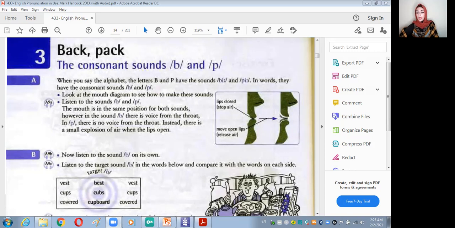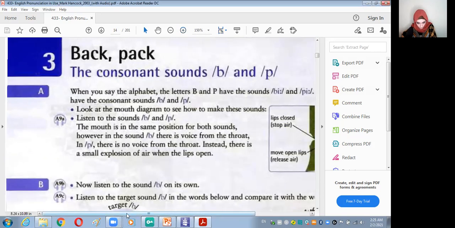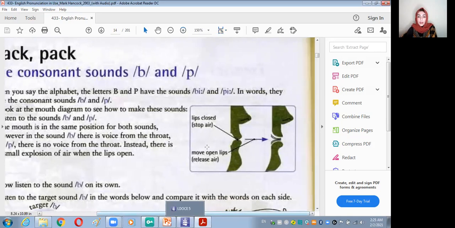Okay, so please look at the diagram. I will zoom in so that everything can be clear. As you can see here in the diagram, we have two steps of pronouncing the two sounds, the b and the p sounds. Both of them make the same movement in the mouth. The first step, as you can see, is that the lips are closed in order to trap the air. So when the lips are closed, the air is stopped or trapped behind the two lips.